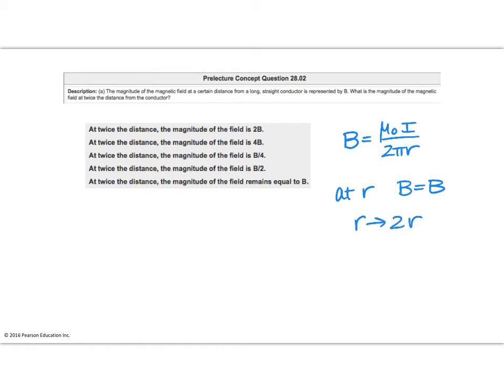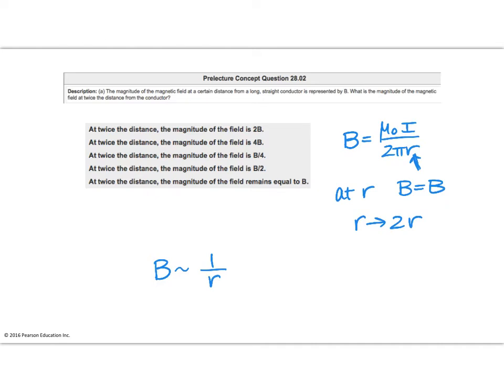Well, if I look at the dependence of the magnetic field expression on r, I notice that B is inversely related to r. So as r gets bigger, the magnetic field is going to get weaker. In fact, it's going to be a direct relationship in the sense that as it gets 3 times further away, B will decrease by 3 times, etc.